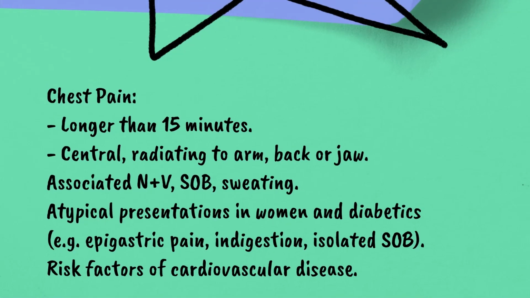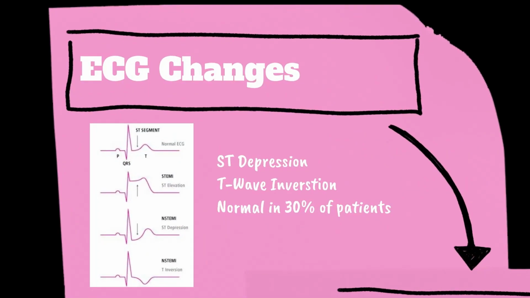Next, we'll talk about the typical ECG changes we see in a non-ST elevation myocardial infarction. We generally expect to see ST depression. We could also see new T-wave changes, in particular T-wave inversion, and we know that in 30% of cases the ECG is normal.